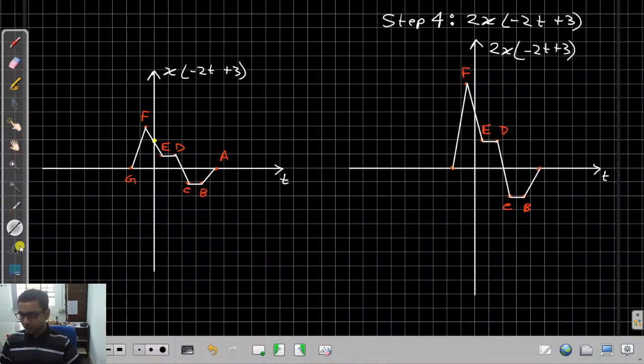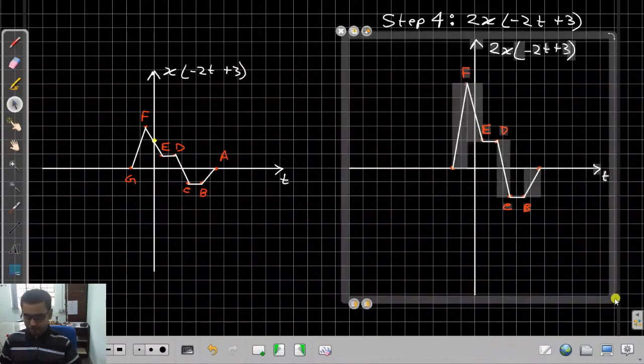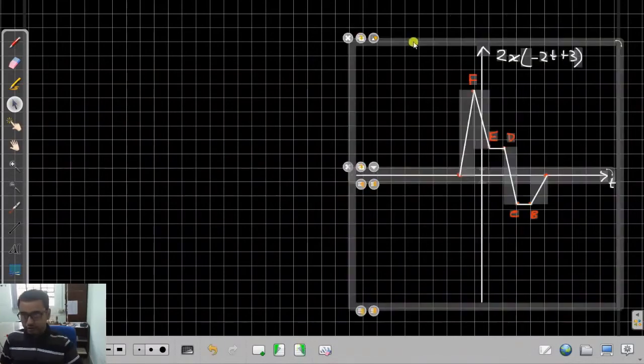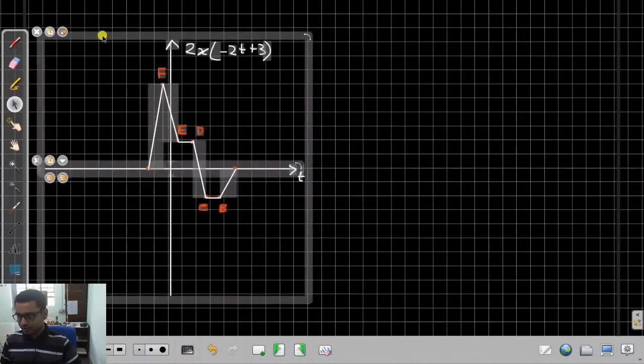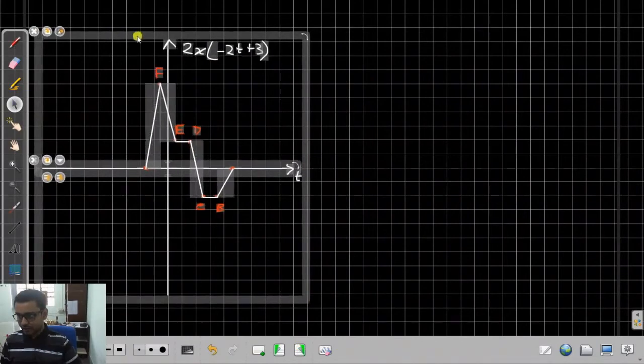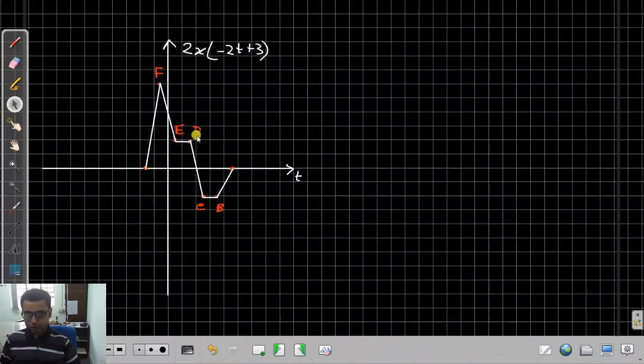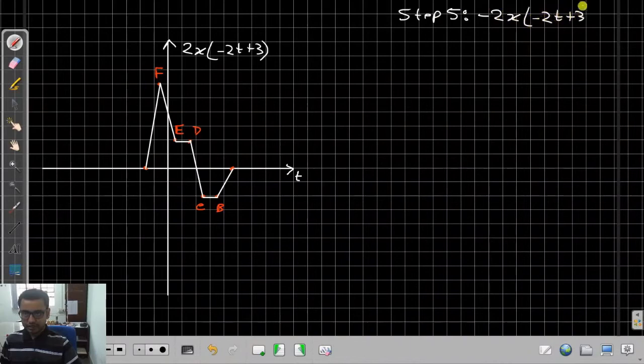This is the result of step 4. Step 4 is complete. We will move to the next page. This is the result of step 4, and we shall start step number 5, where we will multiply this signal with a minus sign, minus 2x minus 2t plus 3.